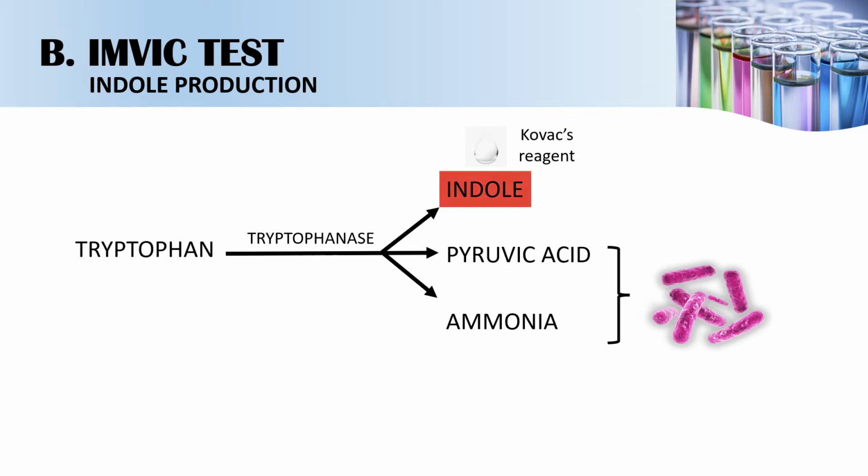Kovacs or Ehrlich's reagent reacts with indole, producing a bright red compound on the surface of the medium. Bacteria producing a red layer following addition of Kovacs reagent are indole positive, while the absence of red color indicates tryptophan was not hydrolyzed and the bacteria are indole negative. The SIM, or sulfide indole motility, tube medium is the one being used to detect indole production.